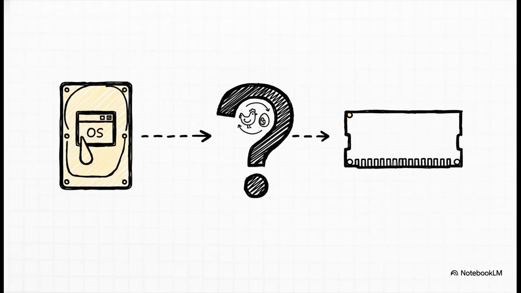And that right there, that creates this classic chicken and egg problem. The computer needs to get the operating system from its permanent storage into its empty working memory. But how can it do that if its memory is blank and has no instructions? That's where the bootloader steps in.